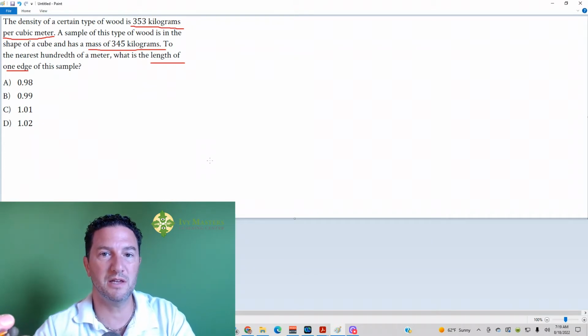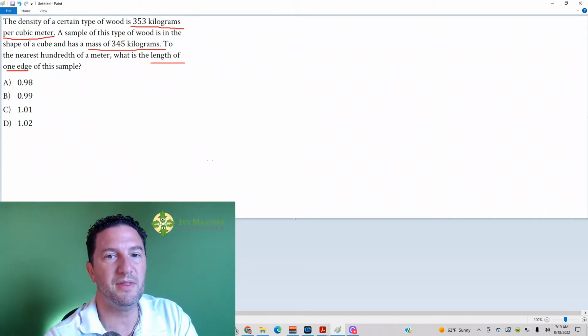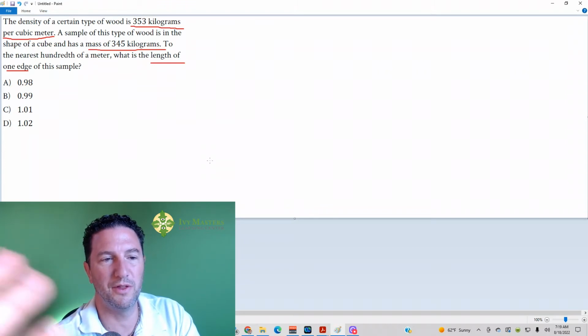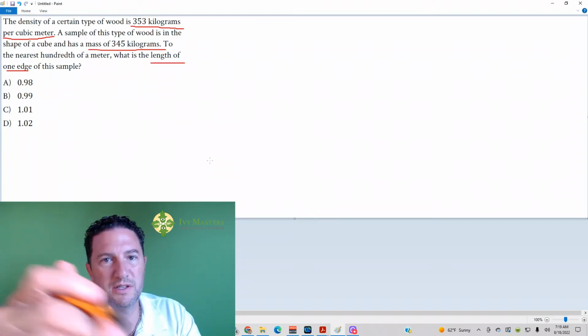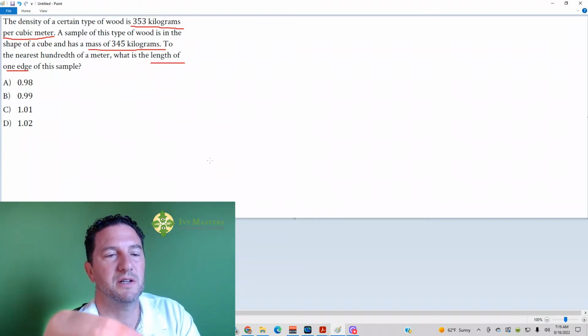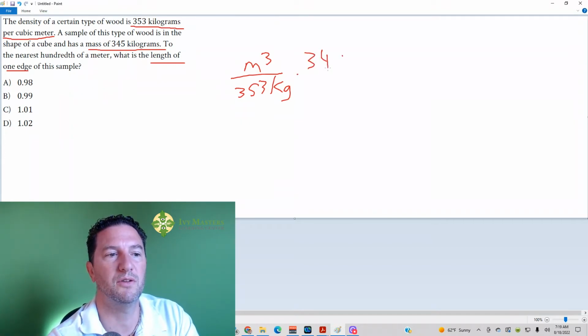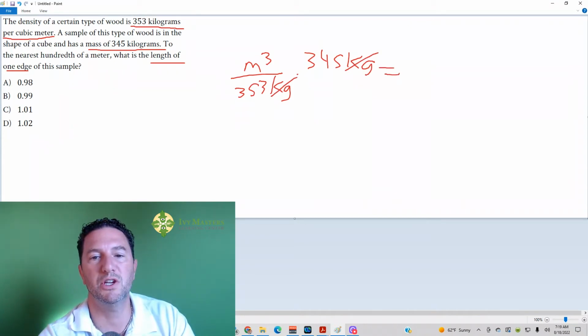So for setting up stoichiometry, and don't worry if you don't know that crazy word, this is when you cross out units. You've done this in chem or physics class. What we need is meters on top. So what we've got is meters cubed, so we're going to put that on top. And on the bottom, we're going to put 353 kilograms. Now I'm going to multiply that by 345 kilograms. The kilograms cancel, and I get meters cubed.